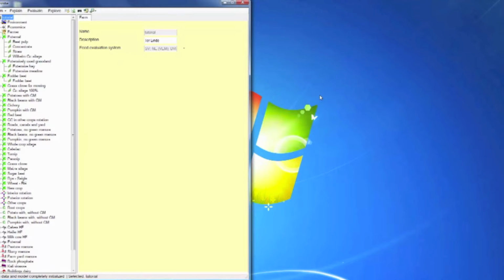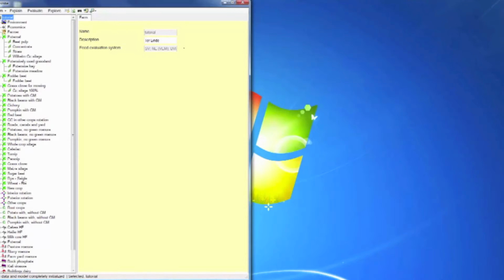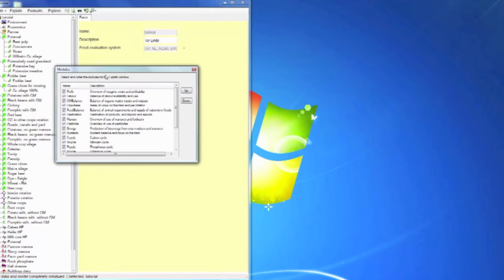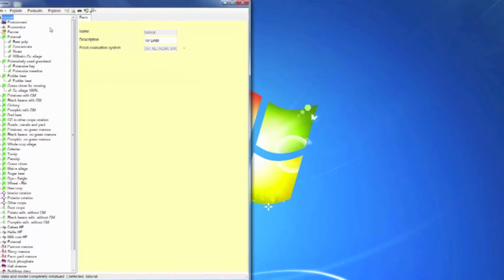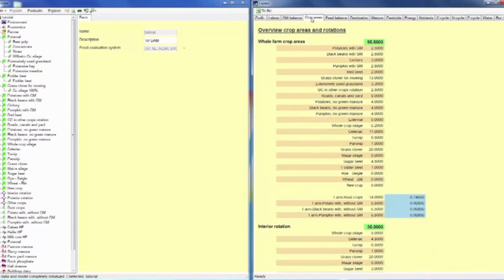Now that you know how to enter farm data in the Describe window, we will move on to the Explain window. You see many tabs. Perhaps not all tabs are necessary yet. I will show you how to close the tabs you do not need. First, have a look if the farm area is correct.